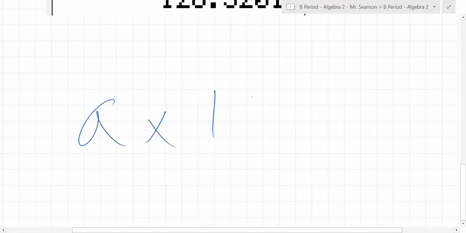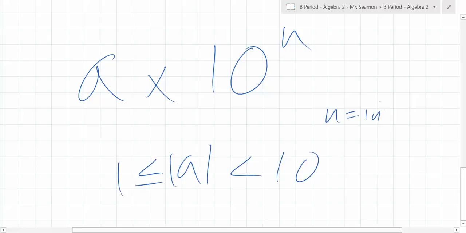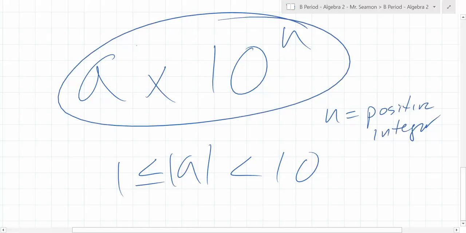A times 10 to the n. A is between what? 1 and 10, and n is a positive integer. Your final answer needs to be in this form.